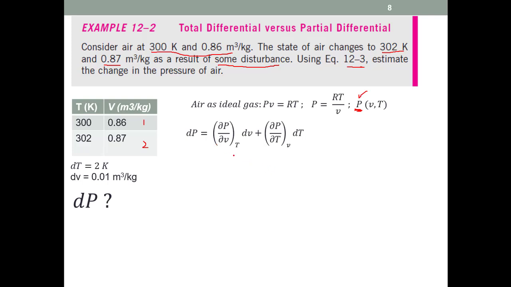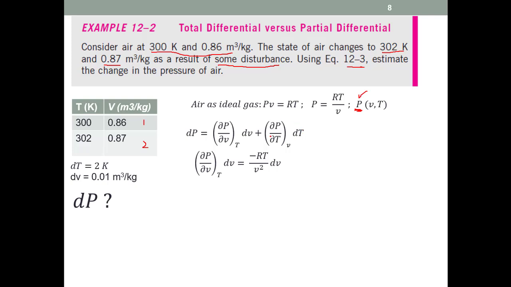Now we need these two terms, the first term and the second term, and then we can evaluate the change in pressure. Let's calculate the first term first. This term is partial P by partial V when temperature is constant. So we take the partial derivative of pressure with respect to specific volume, keeping temperature constant. R is already constant, and temperature is also constant, so the only variable is V. What will be the value? The value will be RT times minus 1 by V square, so we get minus RT by V square. This is the first term.